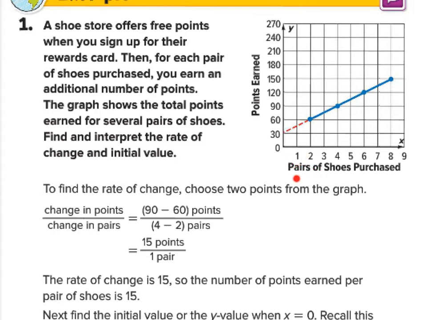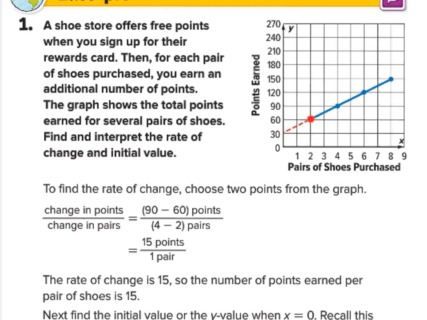Here we have pairs of shoes purchased, 2. At 2 we have points earned, 60. Okay, at 4, points earned, 90. So if I were to find a middle ground here, it looks like it's 15 points for each pair of shoes, right? 15, because this went up by 30 points for 2 pairs of shoes. So if I were to cut that in half, it would be 15 and 15. Okay, and then it continues on.